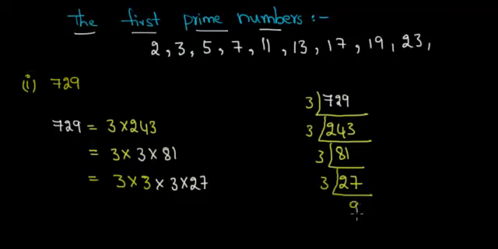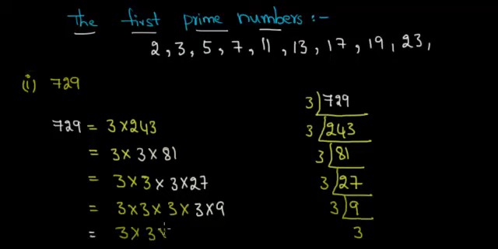3 times 9 is 27. So we again write its factors as it is. Here we have 3 times 3 times 3, and then we express 27 as 3 times 9, and we carry out the same procedure for 9. 2 does not go in 9, so here we take 3, and 3 goes in 9. 3 times 3 is 9. Therefore on the left side we write the factors as it is, that is 3 times 3 and 3 and then 3, and here we write 9 as 3 times 3.